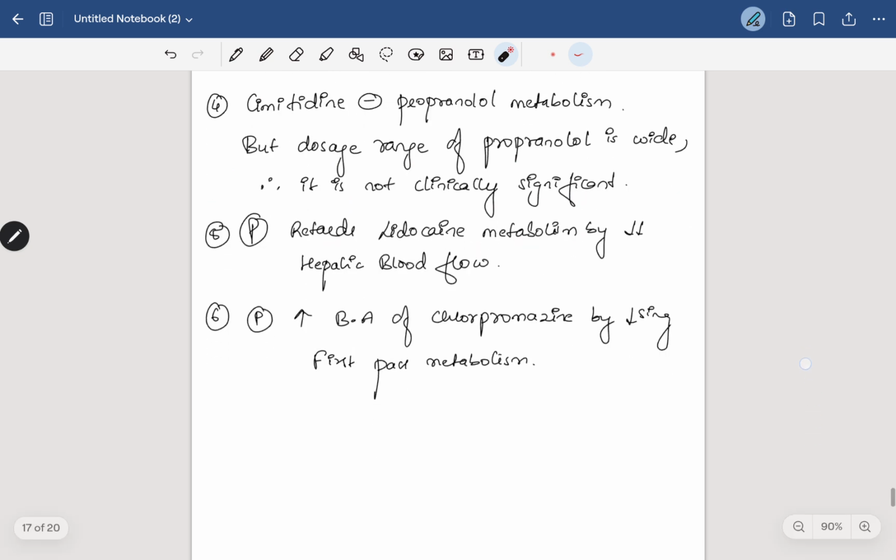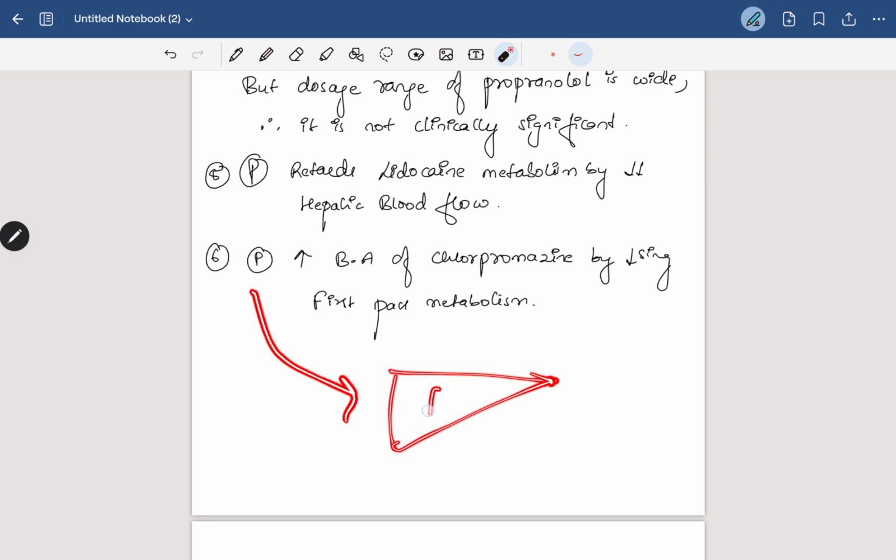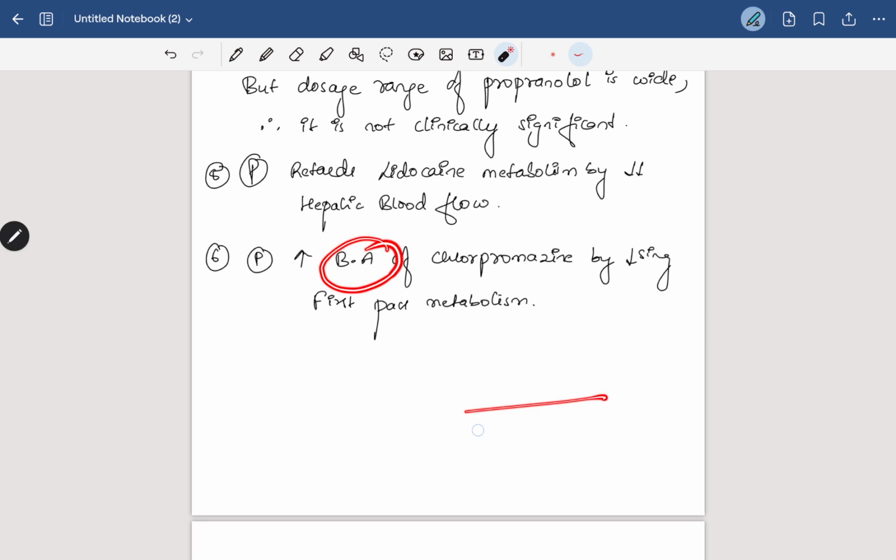Okay. Now, propranolol retards lidocaine metabolism by decreasing hepatic blood flow. Propranolol also increases bioavailability. What is BA? It is bioavailability of chlorpromazine. Chlorpromazine is an antipsychotic drug. Propranolol decreases the first pass metabolism of chlorpromazine. First pass metabolism is caused by the liver. Because of this, the availability of chlorpromazine in the body is increased.